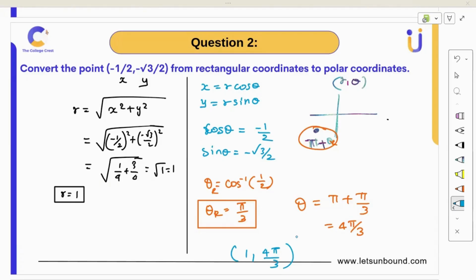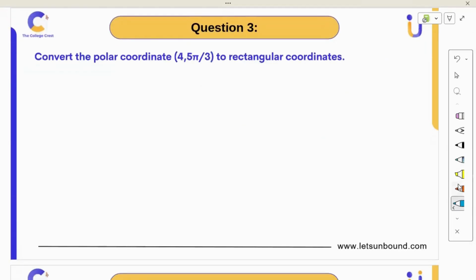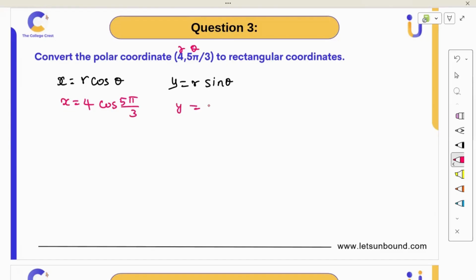Hope this makes sense. And moving to the third problem, the last one: convert the polar coordinate to the rectangular coordinate. So how to do this? Again, x is equal to r cos theta, and y is equal to r sin theta. Right? And you can just plug in the things you know. r is 4, so x is 4 cos 5 pi by 3 and y is 4 sin 5 pi by 3.